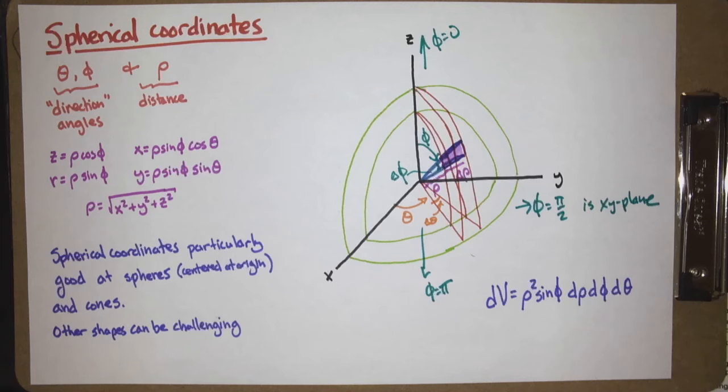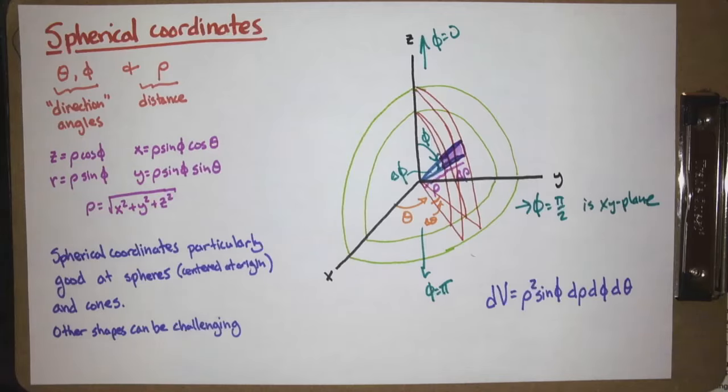So what are you looking for? Spheres and cones. Almost all other shapes can be challenging, but when you've got spheres and cones, it's amazing what spherical coordinates can do. And it turns out a lot of things look like spheres. For example, planets look like spheres. So you can do all sorts of fun analysis.